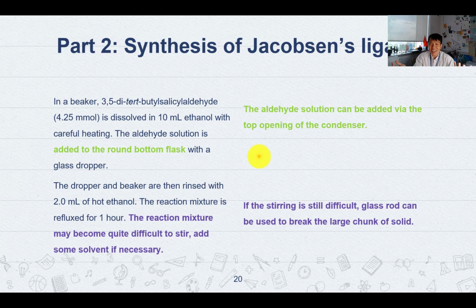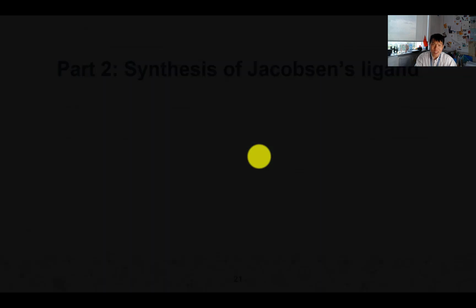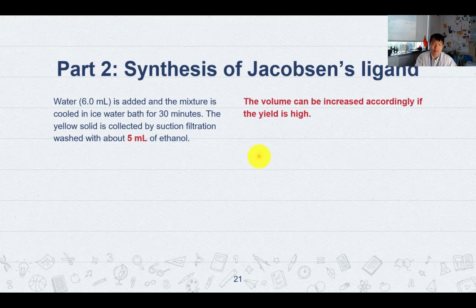Then you ask why it is like a sticky solid. Why is it so hard? What's inside there? You have some manganese, right? You have a big molecule, with lots of intermolecular forces of attraction. Is it even ionic? Next part, you add water, and make sure it's cooled in an ice bath for half an hour. Then you see something yellow.